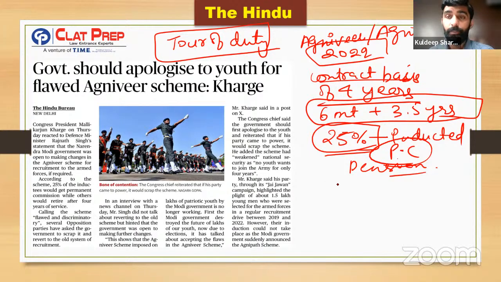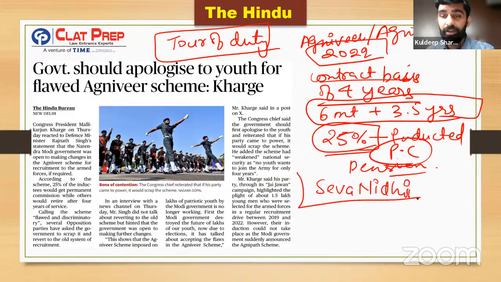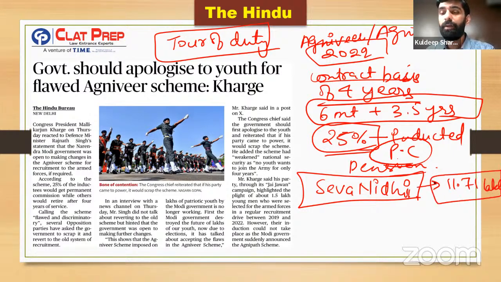So what happens to the people who are not inducted into the army after 4 years? They would be given a Seva Nidhi amount. The amount would be credited into their account. That would be known as the Seva Nidhi amount, and that would be an amount of 11 lakh rupees after a service of 4 years.